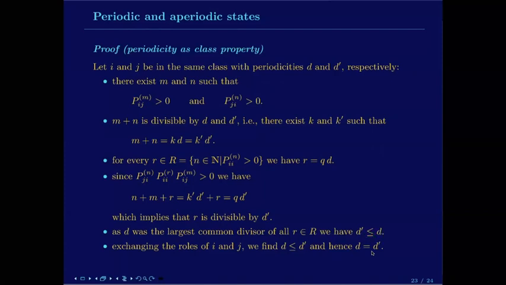Now we can reverse the picture, so we exchange the roles of i and j. Otherwise, same picture, and we find similarly that d is smaller or equal to d prime, and therefore d must be equal to d prime, so the two periodicities must be the same.